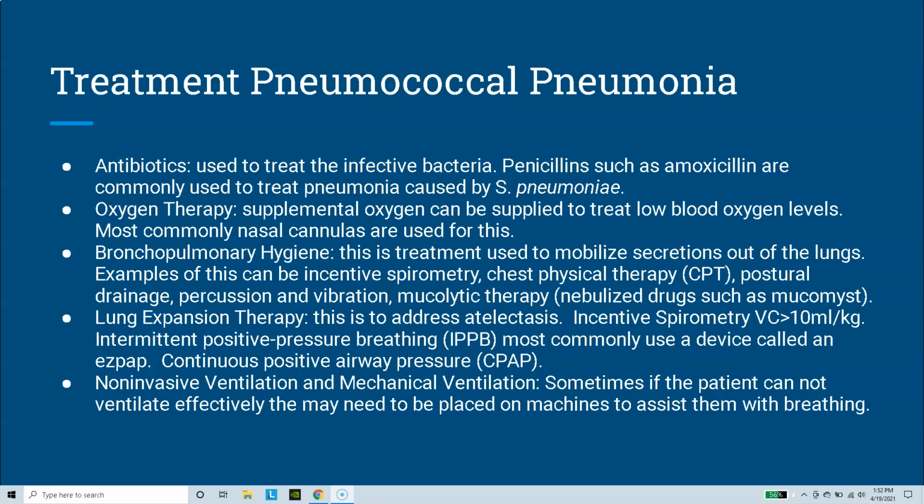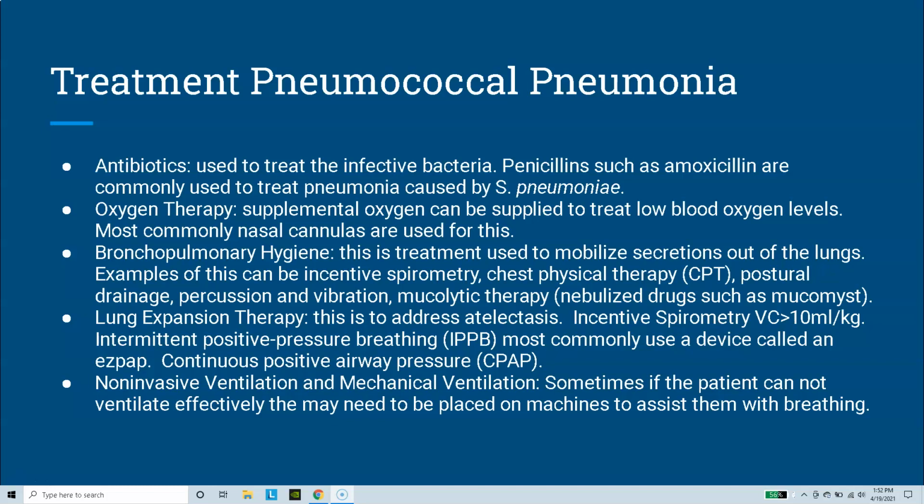This is used to address the atelectasis, like we were talking, the incentive spirometer. What we look for is when they take in that deep breath, it's measuring your vital capacity, and we look for 10 milliliters per kilogram of the patient's weight. Intermittent positive pressure breathing, most commonly a device called an EasyPap is used with this, and with an EasyPap you blow against an airflow that creates a back pressure in the lungs and helps expand the lungs and helps recruit those alveoli.